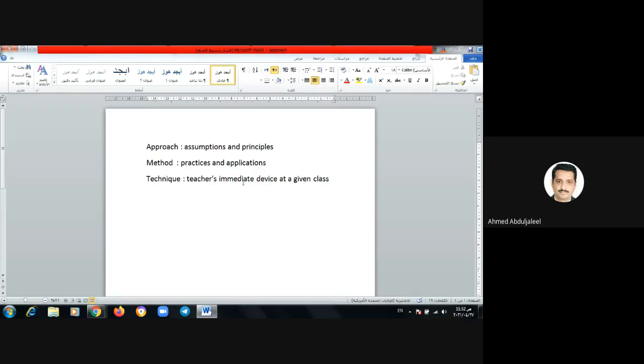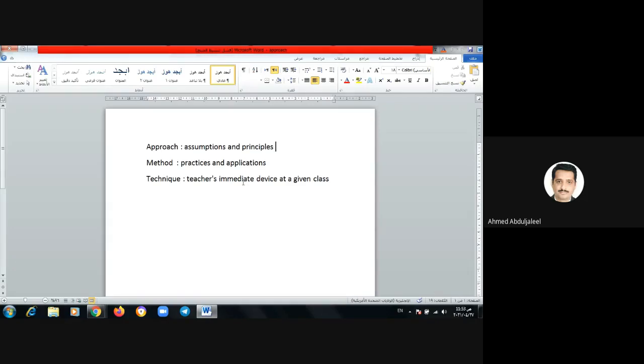Clear up to this point or not? Just tell me. Any question about the difference between approach, method, and technique? You see, now we begin with something wider, that is approach, and it is purely theoretical. And then we move to something practical, which is taken from the approach. Of course, the practices and the applications that are taken from the principles, it means the application of these principles, and in which we are going to decide the teacher's role, the student's role, and the role of the material.